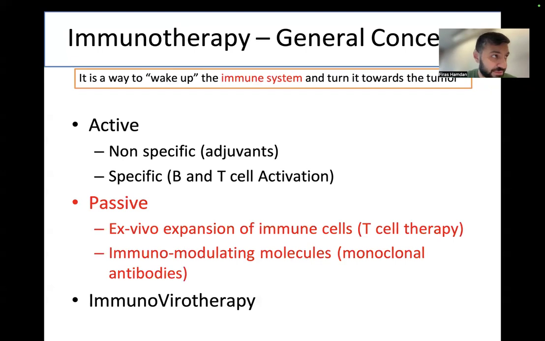Now let's talk about passive. Passive, again, is where you're trying not to create an immune response. You're creating a drug that is going straight to a tumor to kill.